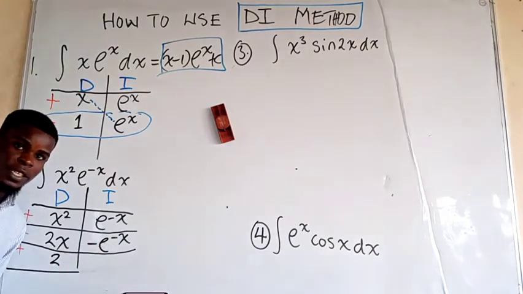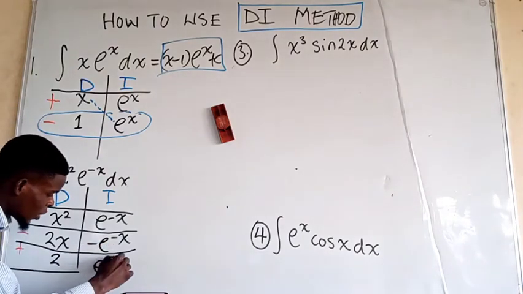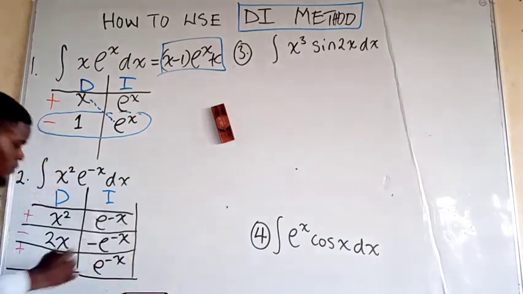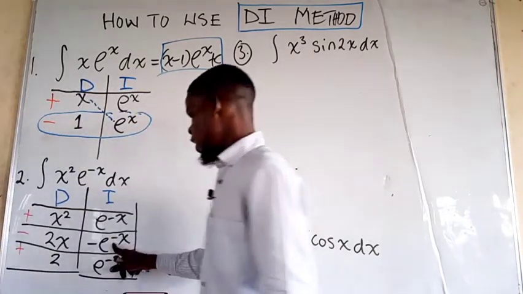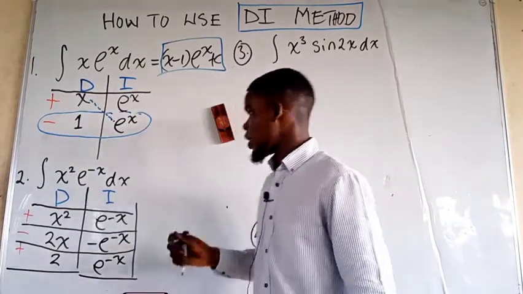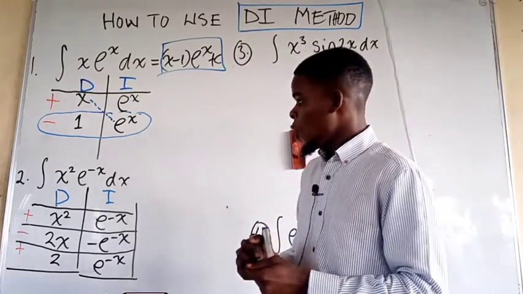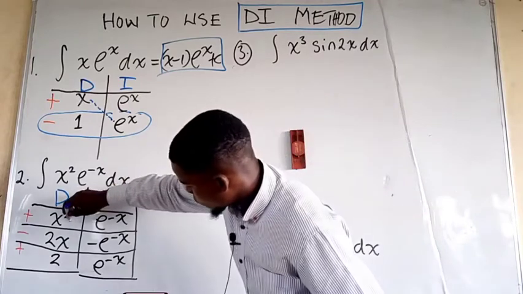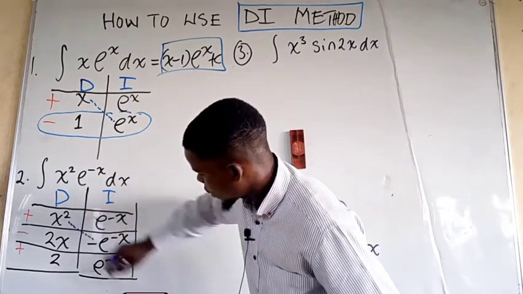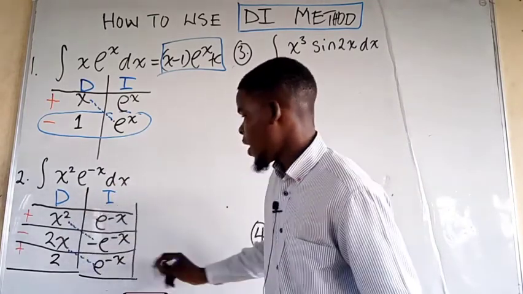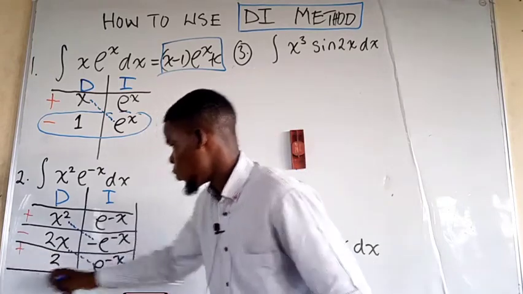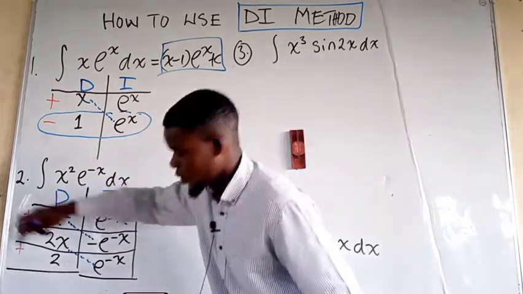Now we integrate this again. In fact, we're going to have e to the power of negative x. Just check that out. Great. Because the negative from this will cancel out with that. And then we can now go ahead and do as usual. We go ahead and multiply the diagonals, and integrate the product of the last row. Remember the sign in front.